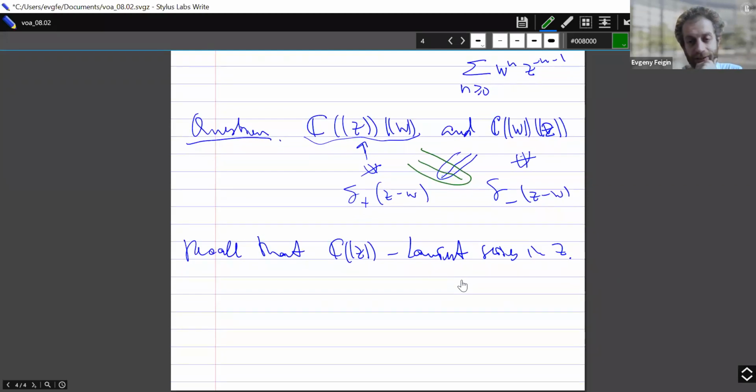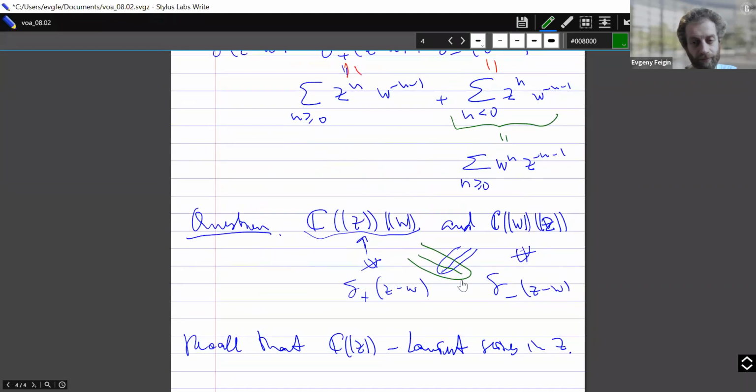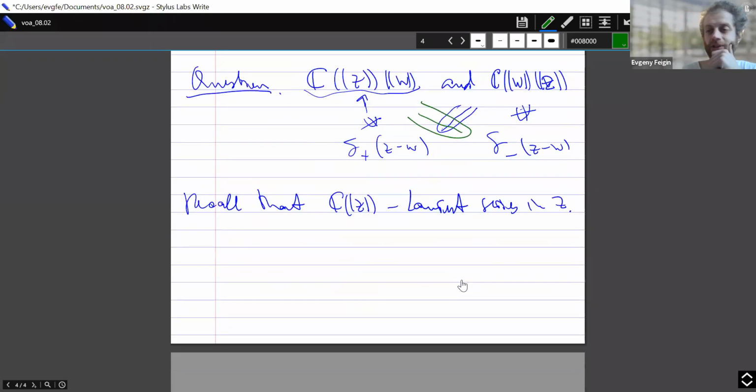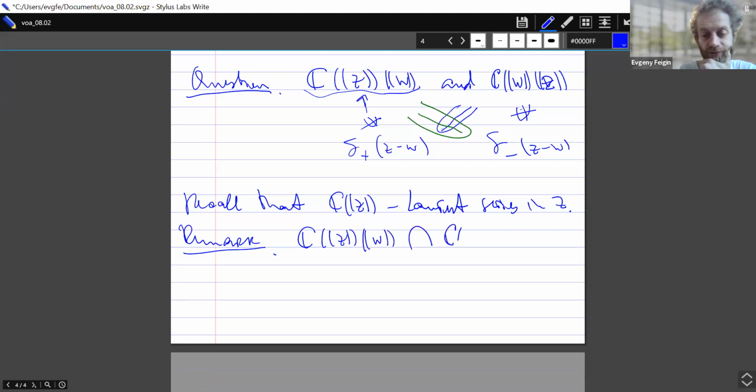Okay. So since this turned out to be a bit problematic, let me put forward the following remark. If I take C of Z of W, and I intersect it with C of W of Z, can you tell me what's that?